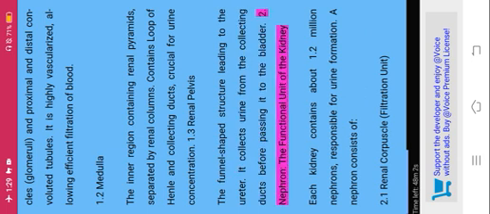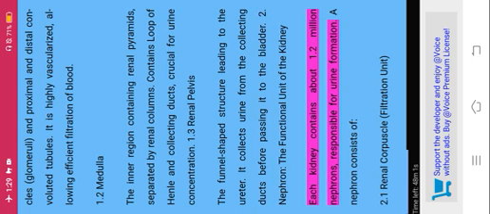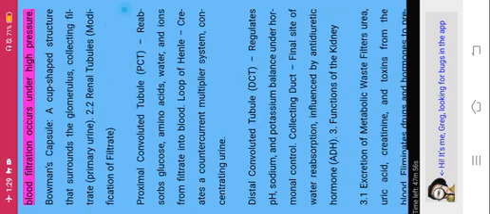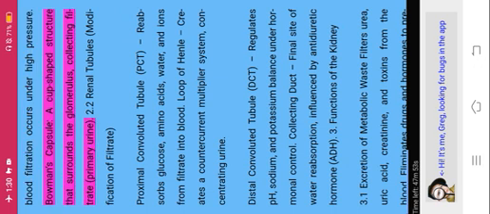2. Nephron, the functional unit of the kidney. Each kidney contains about 1.2 million nephrons, responsible for urine formation. A nephron consists of 2.1 Renal corpuscle, the filtration unit. Glomerulus, a network of capillaries where blood filtration occurs under high pressure. Bowman's capsule, a cup-shaped structure that surrounds the glomerulus, collecting filtrate, the primary urine.